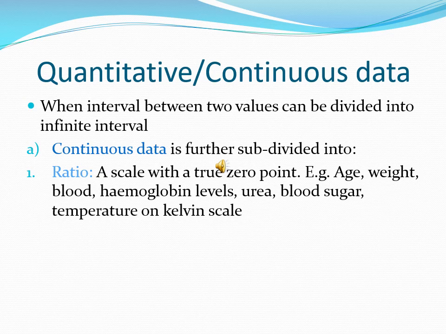In ratio, there is a scale with a true zero point. Here the measurements are on an actual scale. For example, 4 meters is twice the length of 2 meters and 60 years is 6 times more than 10 years. So length and age are ratio scale if measured in meters and years respectively. Most of the variables in nature are examples of ratio scale. For example, age, weight, blood, temperature on Kelvin scale, hemoglobin levels, urea and blood sugar levels, etc.